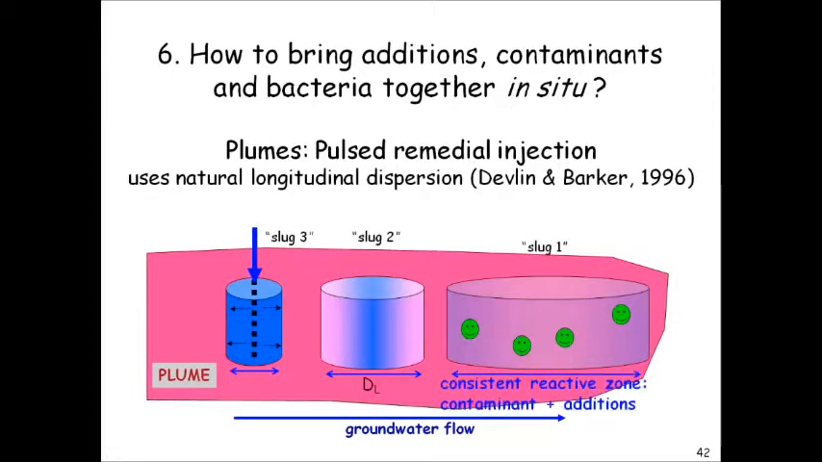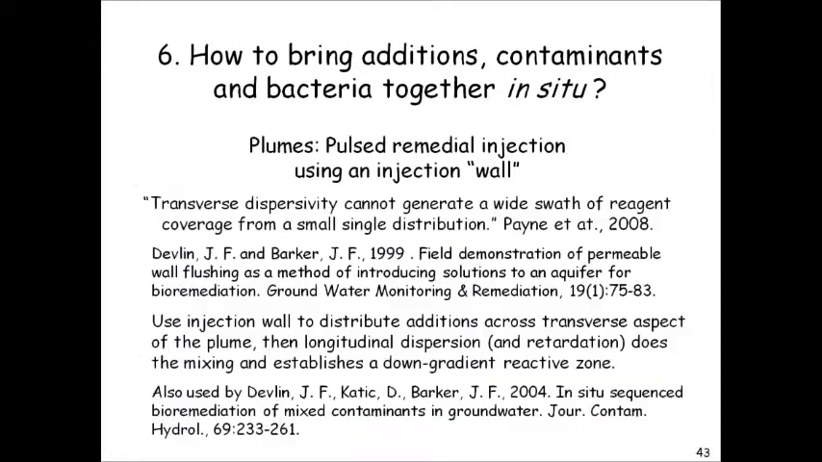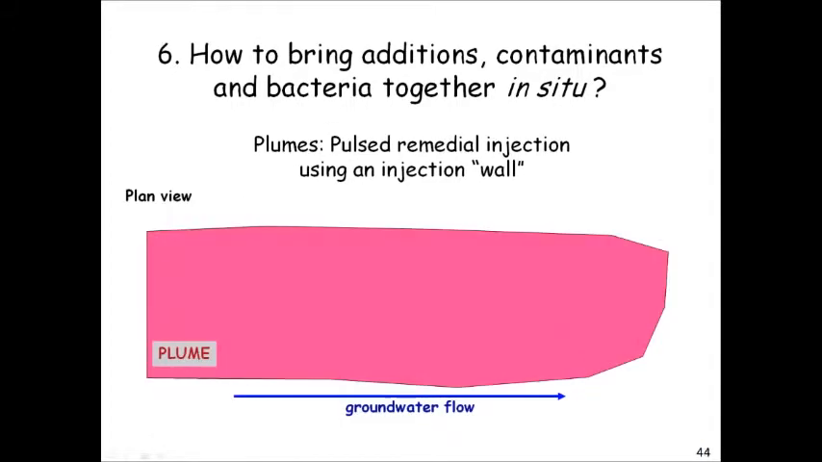And it's less work than continually injecting. It's a pulse injection. The idea is to create a down gradient reactive zone where there's always remedial chemicals and contaminant present. So again, transverse dispersion can't be relied on. Longitudinal dispersion is of some use, but it'll take some travel distance. We could also use various walls to do things.